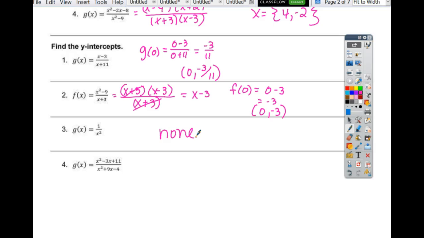Okay, number 4. Can we factor? It doesn't factor. So to find the y-intercept, I just plug 0 in for all my x's. So I get 0 squared minus 3 times 0 plus 11. So what happens to all the 0s? It's all 0. And it leaves you with 11 over negative 4.